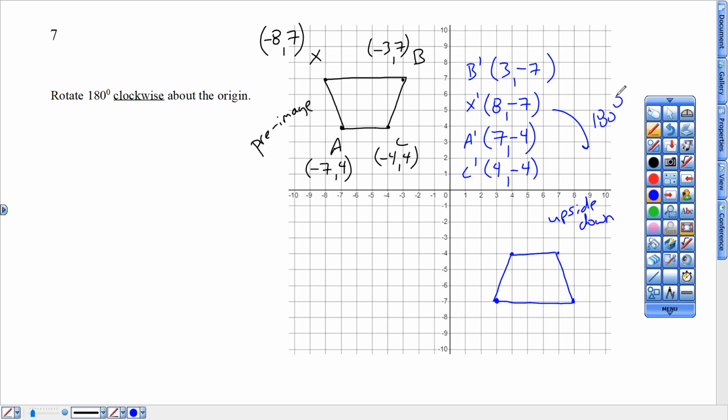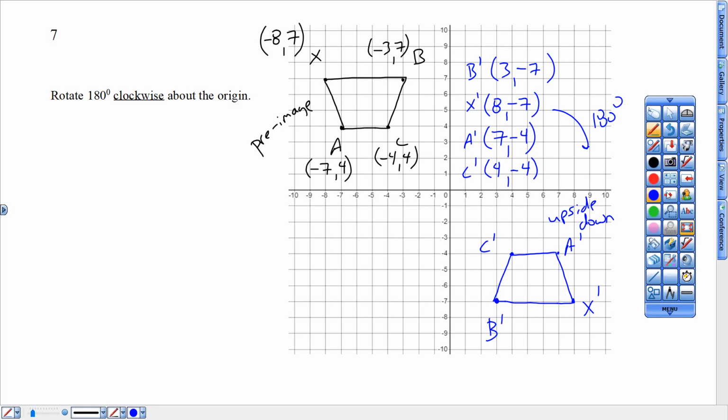This is going to be A prime, that's 7, -4. X prime down here at 8, -7. I got B prime at 3, -7. Then I have C prime at 4, -4, making sure all your coordinates match mine.